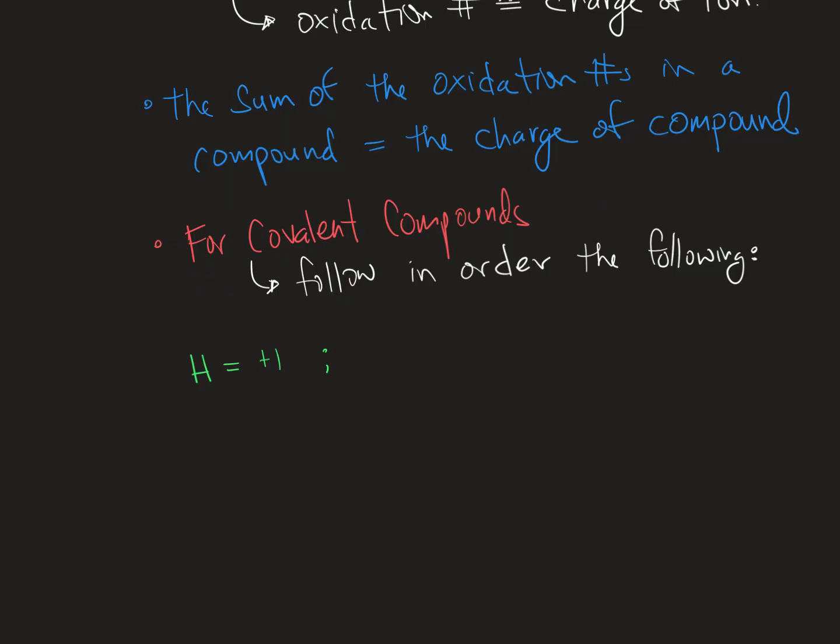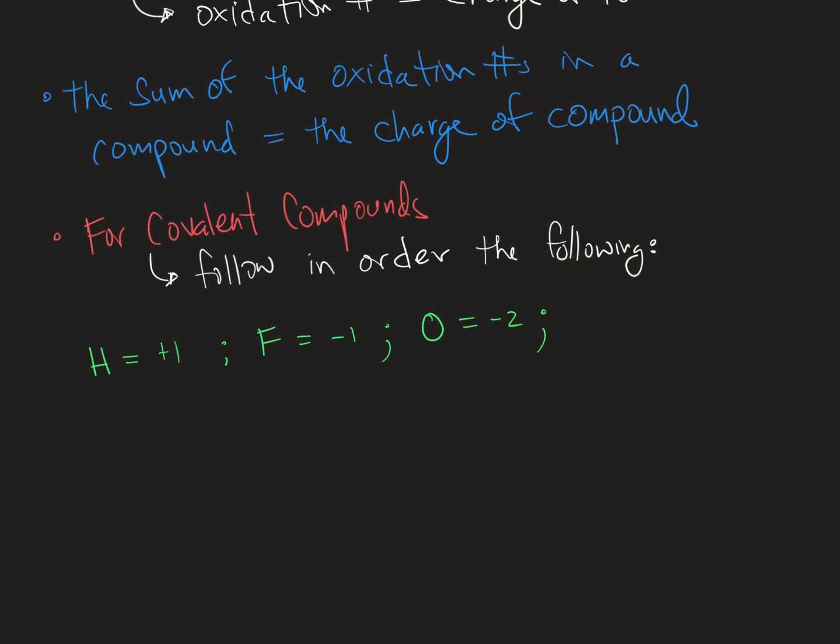If it doesn't have hydrogen in it, we have to check, does the covalent compound have fluorine in it? And if it does, fluorine's oxidation number is, what do you think? -1. That's nice, right? If it doesn't have either of those, then you check oxygen, and oxygen's oxidation number would be -2. And if it doesn't have any of those, then we deal with chlorine, bromine, and iodine in that order, and they're all equal to -1.